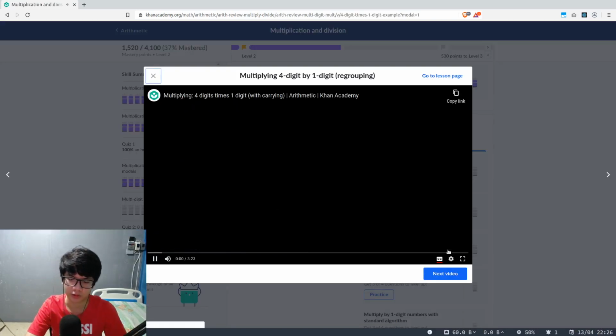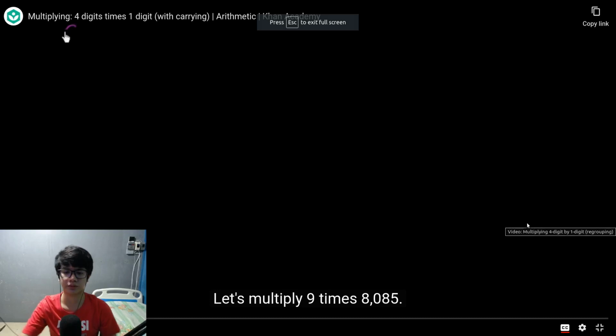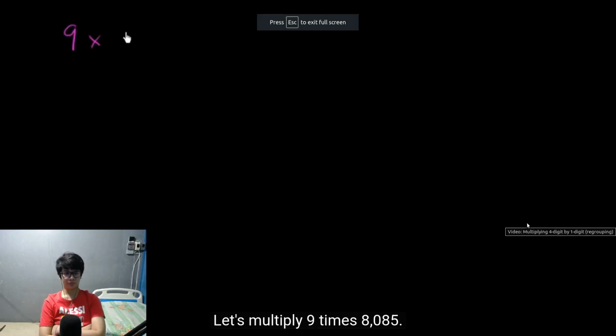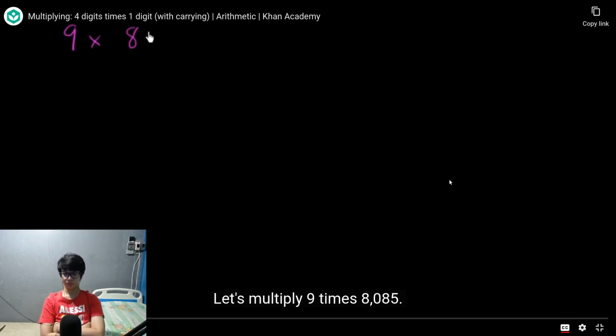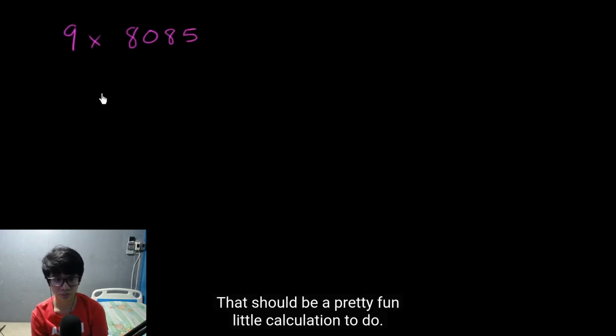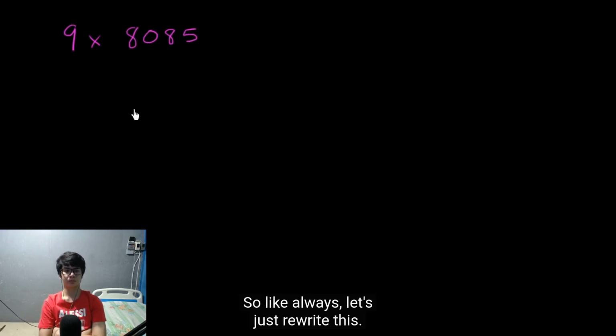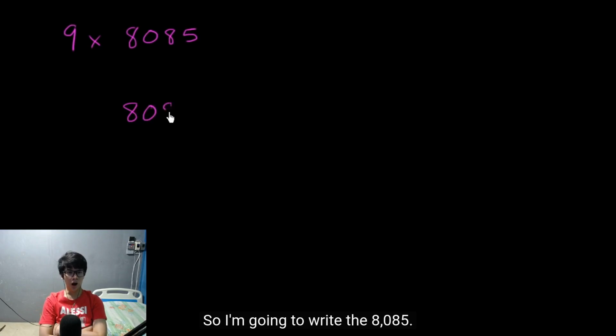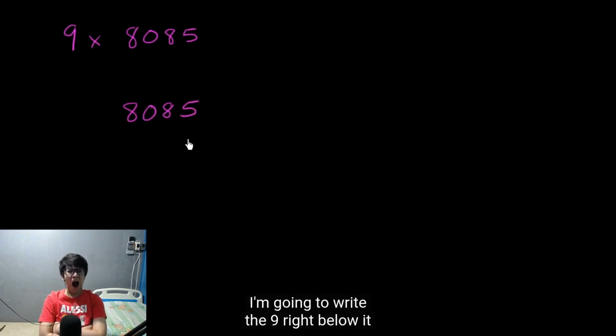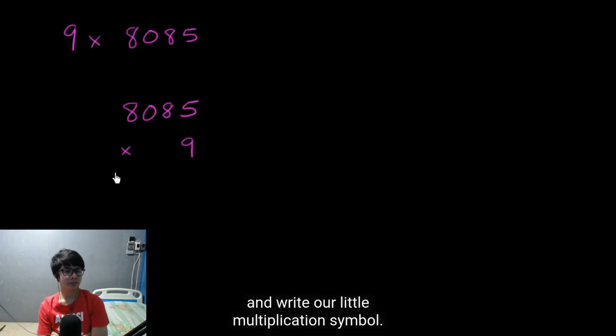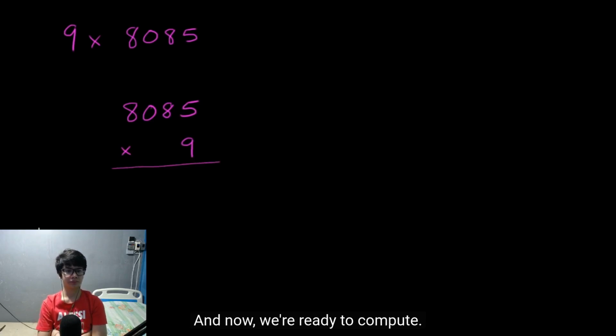4-digit by 1-digit grouping. Let's multiply 9 times 8,085. That should be a pretty fun little calculation to do. So like always, let's just rewrite this. So I'm going to write the 8,085. I'm going to write the 9 right below it and write our little multiplication symbol. And now we're ready to compute.